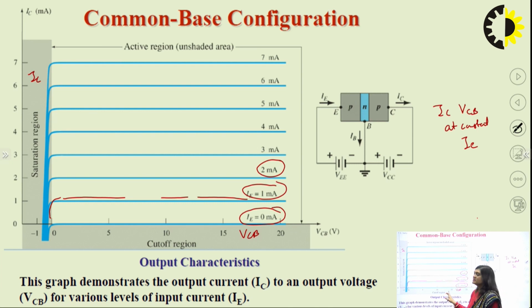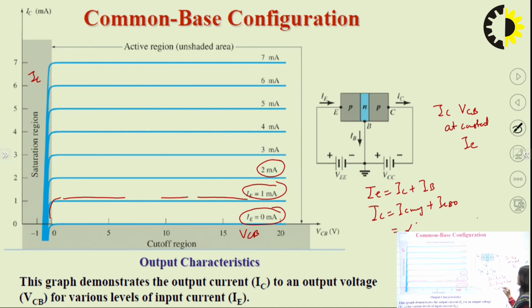and VCB. And also here we have seen two equations: IE is equal to IC plus IB, and IC is equal to IC majority plus ICBO, and we can also write it as alpha IE plus ICBO. Okay, so if we keep IE as 0, so your IC would be equal to ICBO.